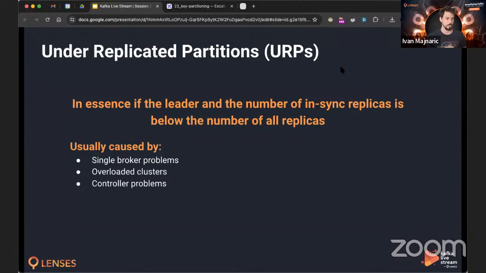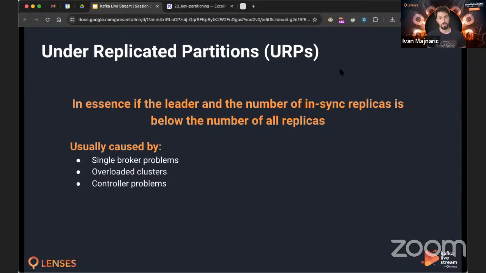Now, yes, we can categorize it, group it, and say this is usually caused by single broker problems. It can be, as I said, hardware or software. We're going to drill down into that later on. It can be an overloaded cluster, an overall cluster that is having big issues, or controller problems. You have some sort of bug that you are dealing with.